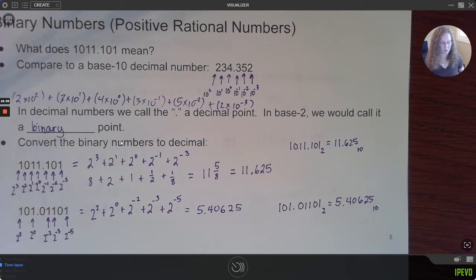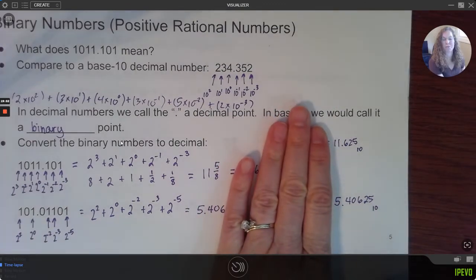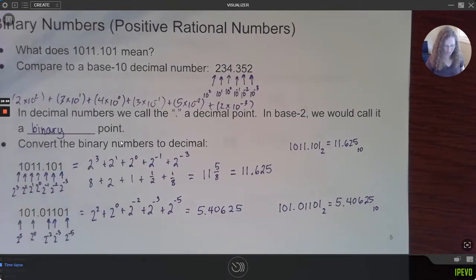All right, so that shows us what the binary numbers mean. But we would also now like to be able to convert the other way. So far, all we've looked at is this is what the number is in binary. What is the equivalent in decimal? But let's say I gave you this decimal number. How would you convert it into binary?